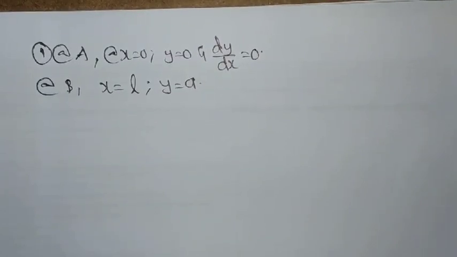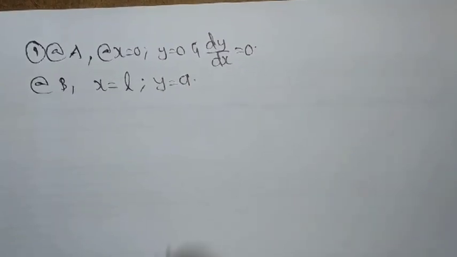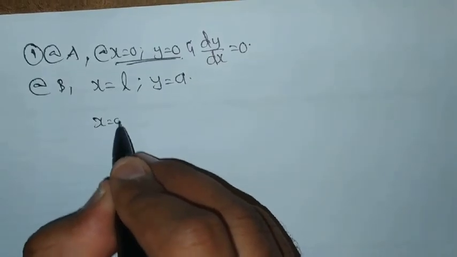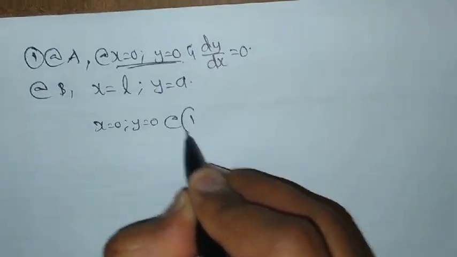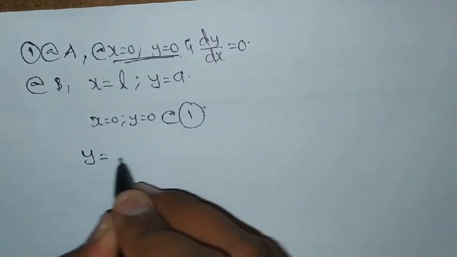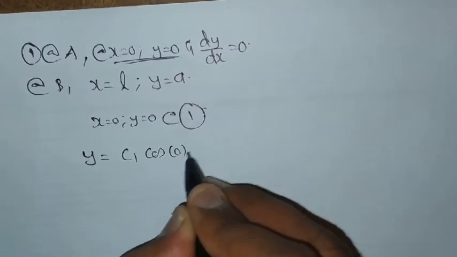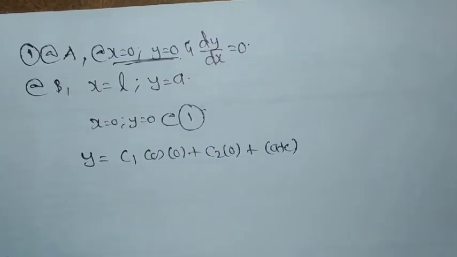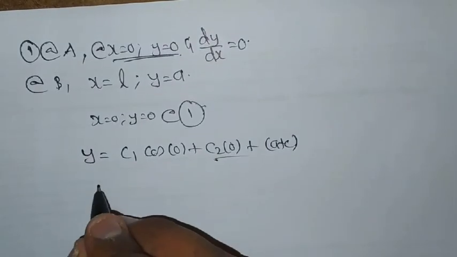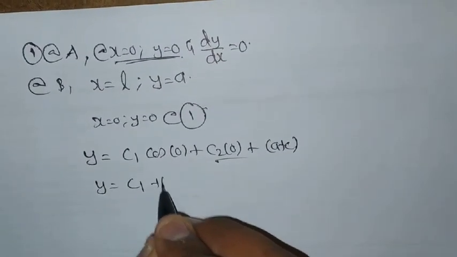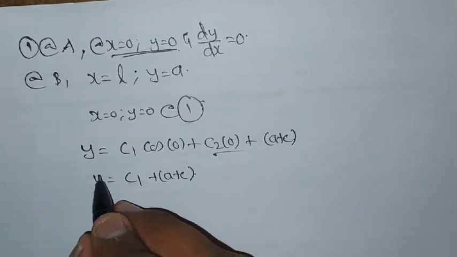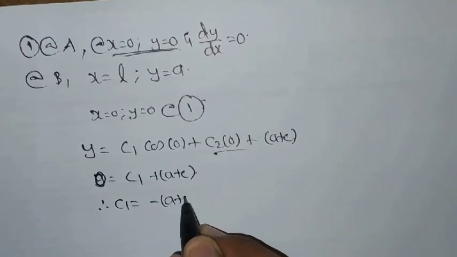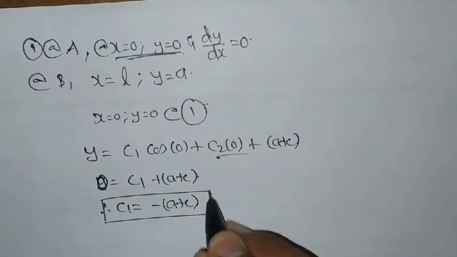Now we have to substitute these two conditions and find out the equation. First I will substitute the first boundary condition, x is equal to 0 and y is equal to 0 in the first equation. So y is equal to c1 cos 0 plus c2 sin 0 plus a plus e. Sin 0 is 0 itself, cos 0 becomes 1, so 0 is equal to c1 plus a plus e. Therefore the value of c1 is equal to minus of a plus e. So the value of c1 we have found out.